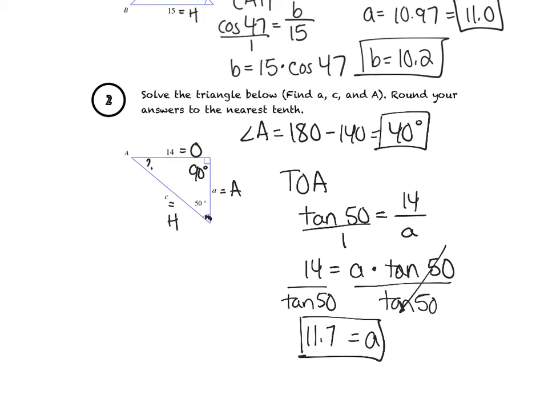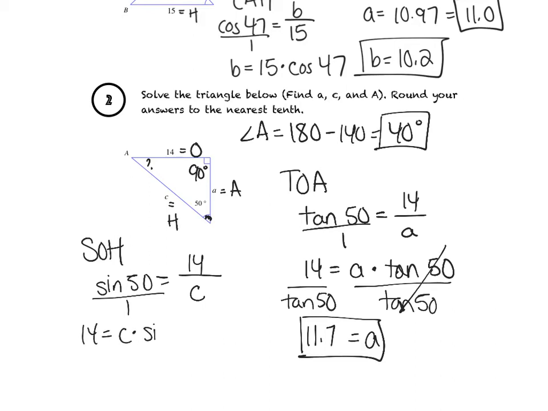Notice C represents the H, and 14 again represents the O. So OH is SOH, and we're going to use sine. We say sine of 50 is equal to the opposite, 14, over the hypotenuse, C. Similar to the last one, we put sine over 1 and cross multiply. So we get 14 is equal to C times the sine of 50. In order to get C by itself, we have to divide by the sine of 50 because it's being multiplied, so we do the opposite.